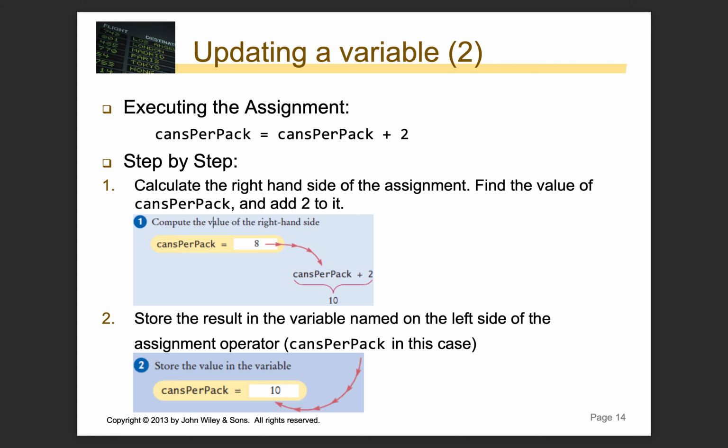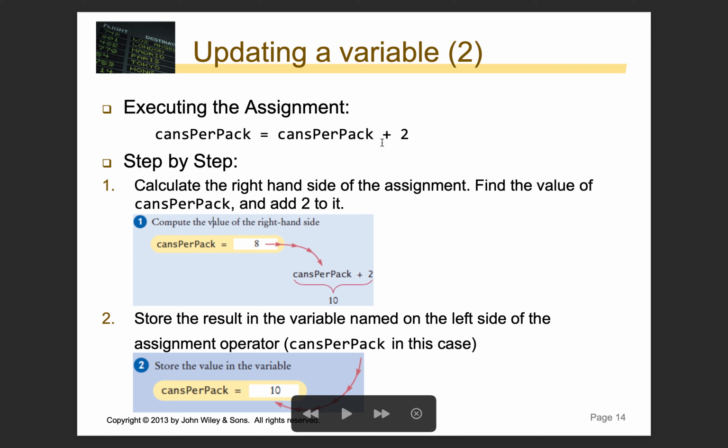Now, earlier on, I mentioned that you could have the variable name on both sides of the equals, and there is a specific way that Python deals with this. So let's take the example cansPerPack equals cansPerPack plus 2. Okay, so the first thing we do is we calculate the right-hand side of the assignment. We calculate this cansPerPack plus 2. So we find the value inside the bucket cansPerPack, and we add 2 to it. The current value in cansPerPack is 8. 8 plus 2 is 10.